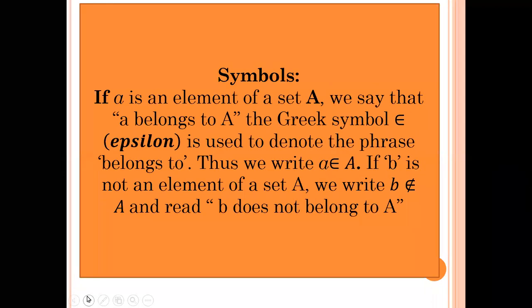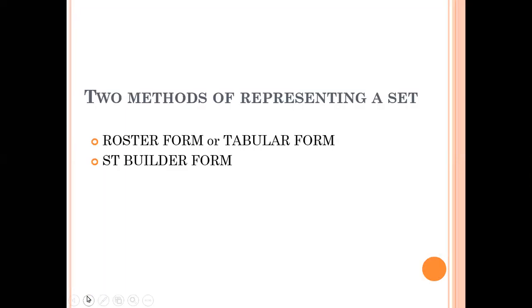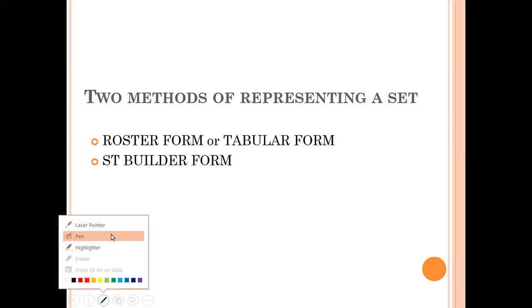Okay, then we studied something about symbols, correct? The symbol epsilon says that a particular element belongs to a set or does not belong to a set. Then we had two methods of representing a set. The first one was roster form or tabular form, and the second one was set builder form, correct?